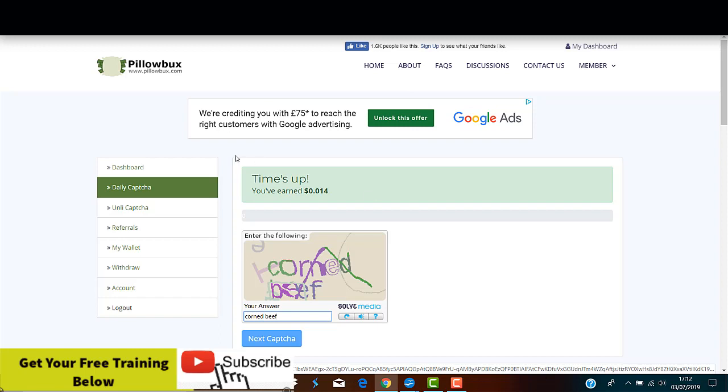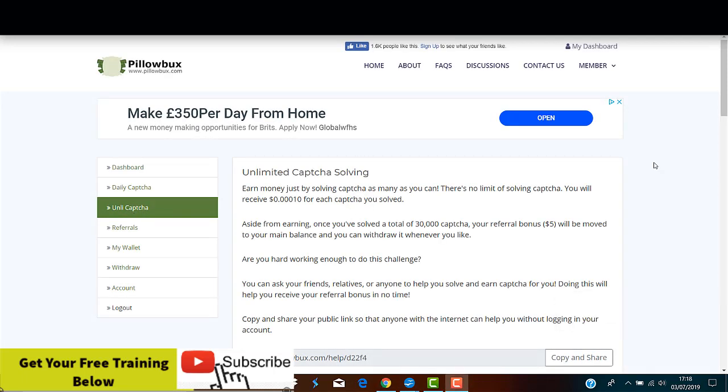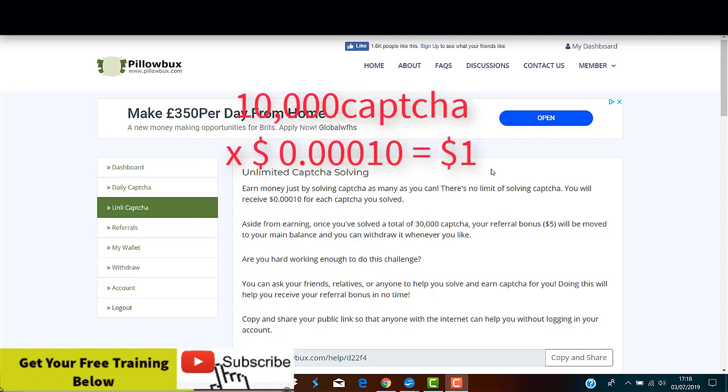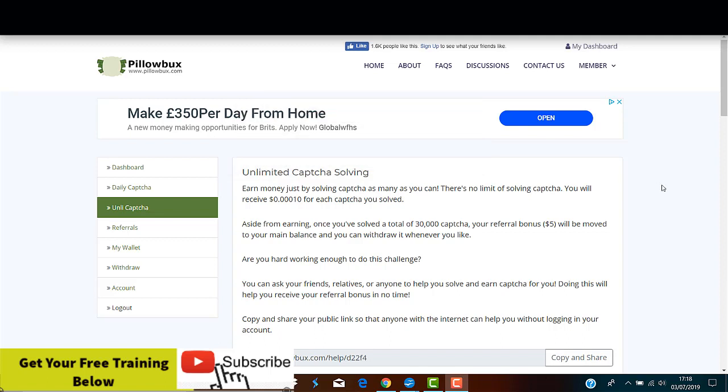That's amazing. So let's go for the next one now, the yearly captcha, and let's see what we can find. With the unlimited captcha solving, as you can see, you can earn money just by solving as many captchas as you can. There's no limit. You will receive 0.00010 for each captcha you solve. So you will get $1 for every 10,000 captchas you solve, if I'm not mistaken. That's ridiculous.